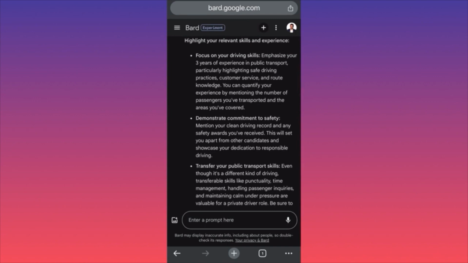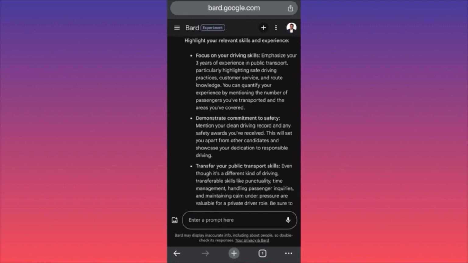They said, focus on your driving skills, emphasize your experience, particularly how safe you have driven so far, your safety practices, your customer experience, customer service, your route knowledge, very important. You can say, I don't need navigation. I know all the roads. I know all the signs. I'm a very good driver, a very safe driver. You can qualify your experience by mentioning the number of passengers you have transported. You can say, hundreds of thousands of people have used my services.